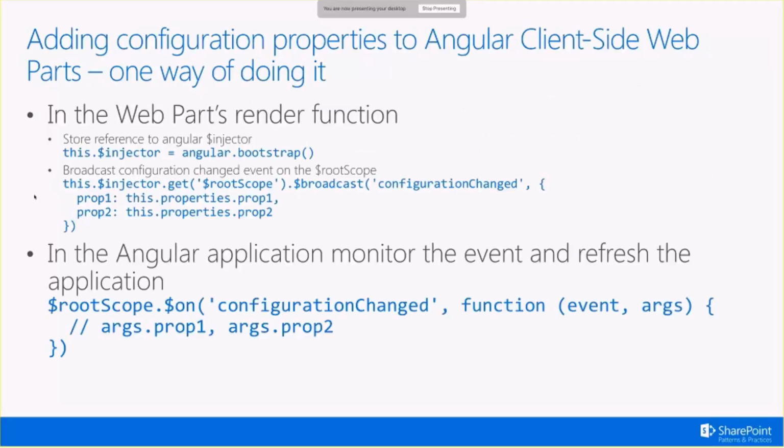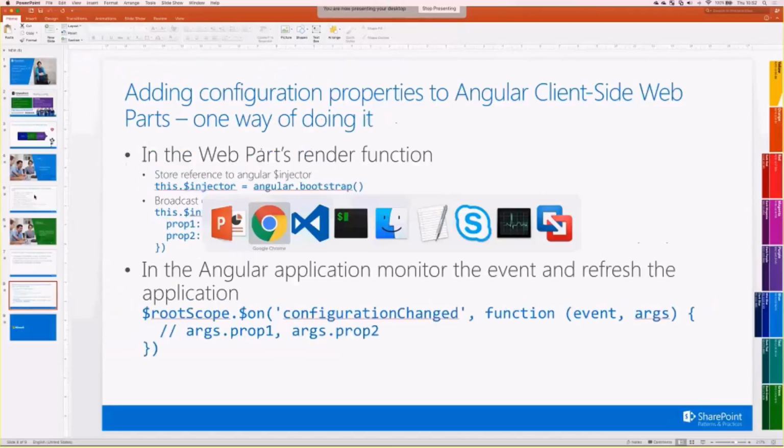So one way to work around that is, oh yeah, and there's also one more thing that you have to keep in mind, which is that the values of these properties are set in the web part outside of Angular. And in order for us to use them in Angular, we actually have to pass them from the web part into our Angular app. And one way to go around that is to broadcast a change event on the root scope within the web part, and subscribe to that event within the controller. So let me show you how that would work.